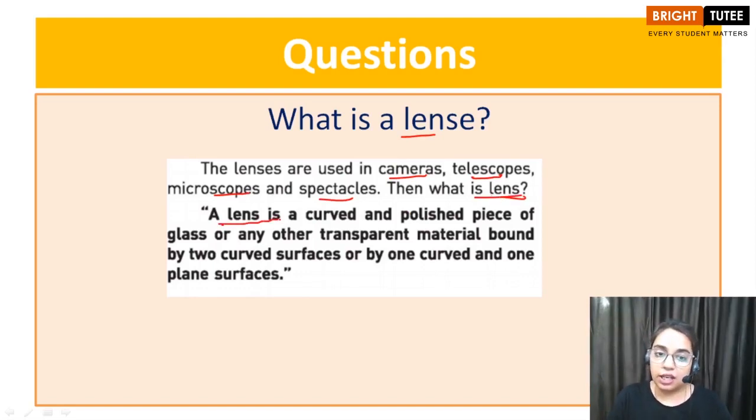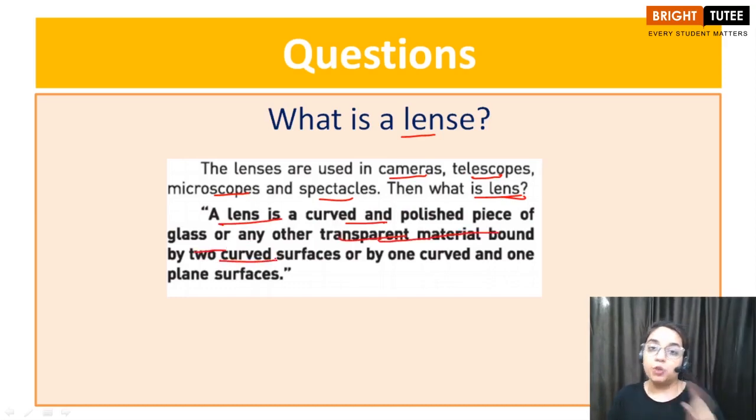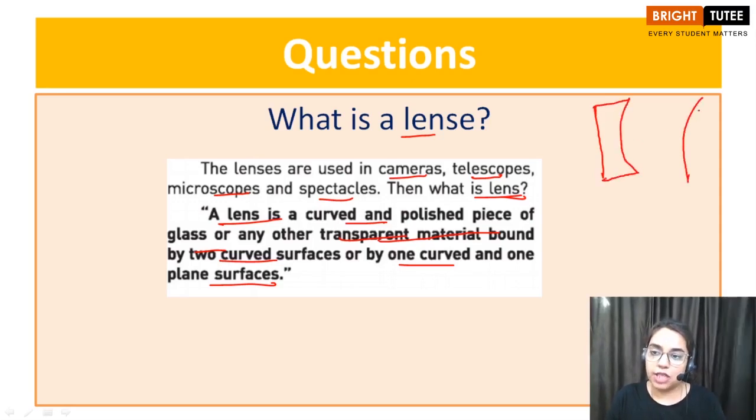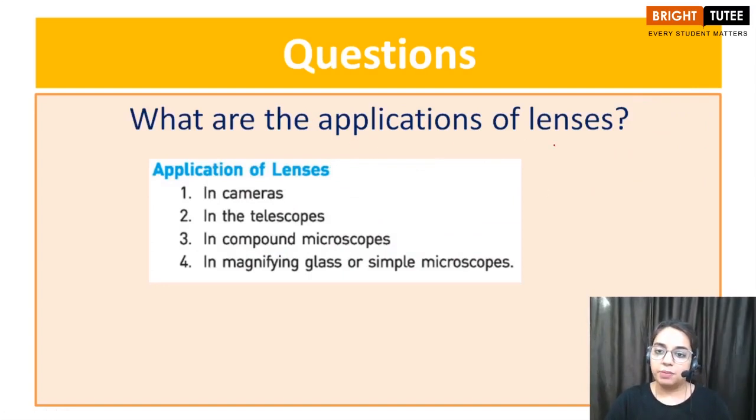A lens is a curved piece of glass or any other transparent material which is bound by two curved surfaces or by one curved and one plane surface. So children, the condition is that out of the two surfaces, one surface has to be curved. Either one can be plane, the other has to be curved, or both the surfaces have to be curved, and these are known as lens.